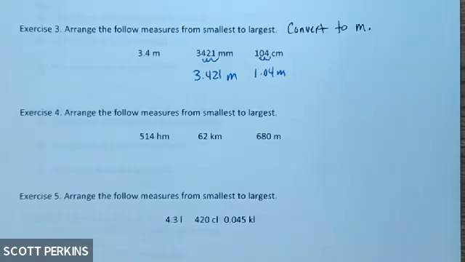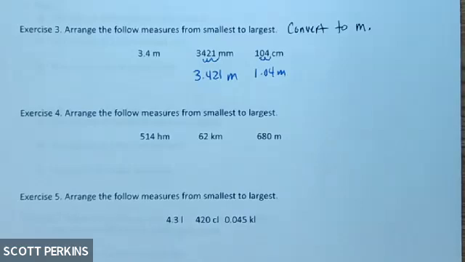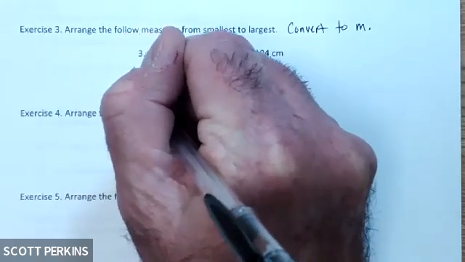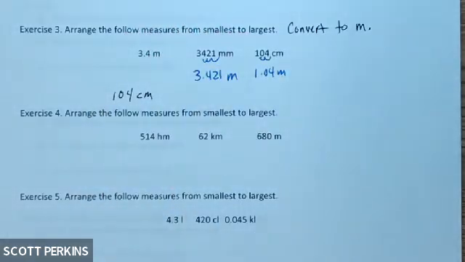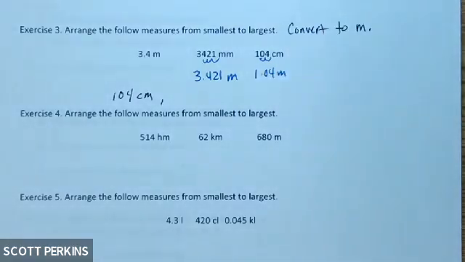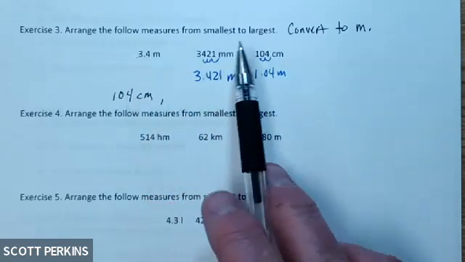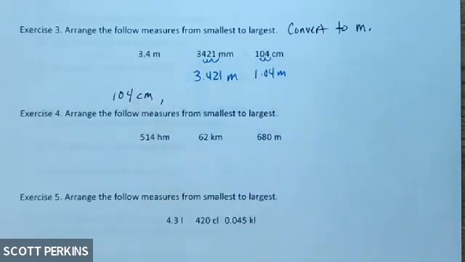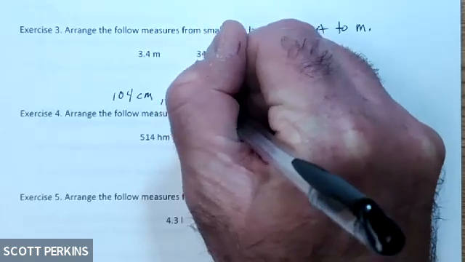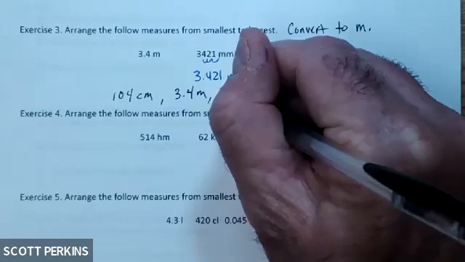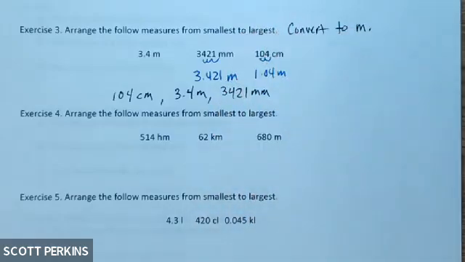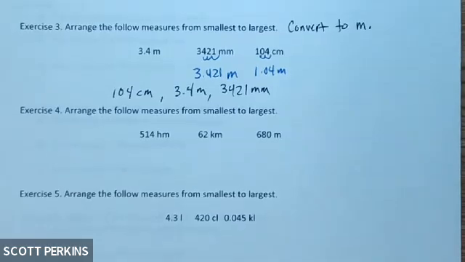Okay, so let's answer the question. Of the 3 original measures, which one turns out to be the smallest? I'm going to write it as 104 centimeters, but if you wrote the 1.04 meters, that's fine. And the point that is trying to be made with this problem is that even though 104 originally was bigger than 3.4, because the units you were using to measure are different, they are different things. So then the next one is going to be 3.4 meters. That's the middle one. And then the last one is 3,421 millimeters.